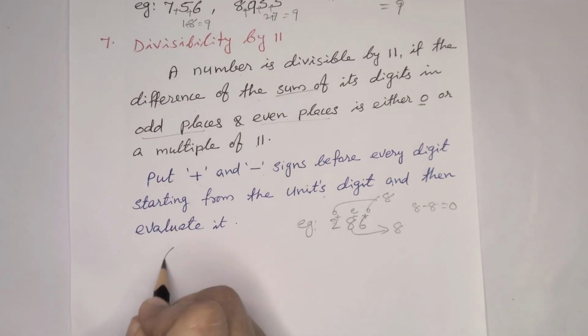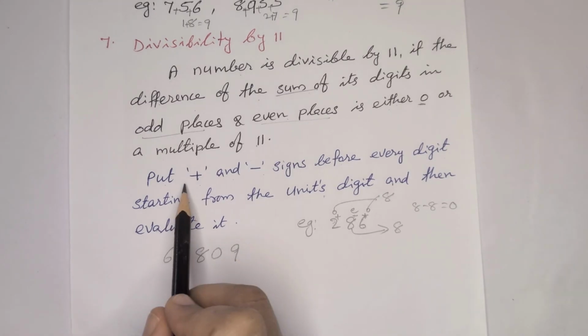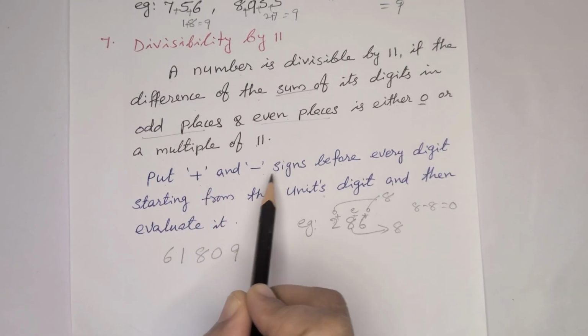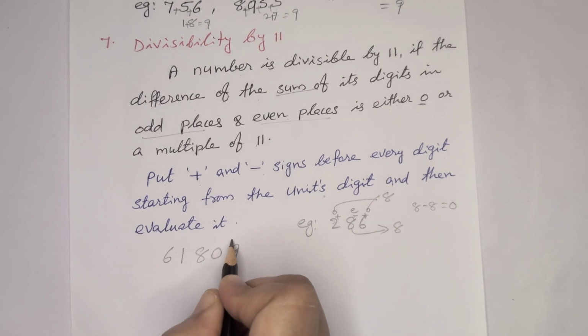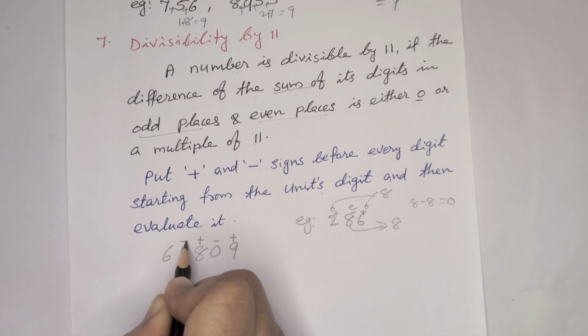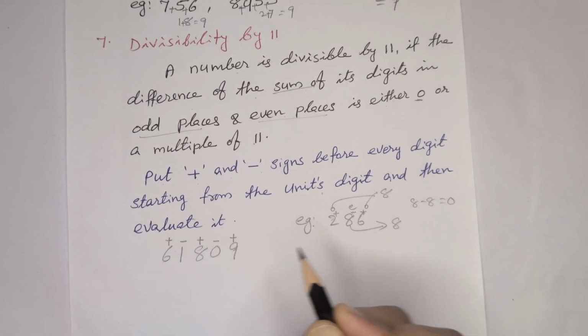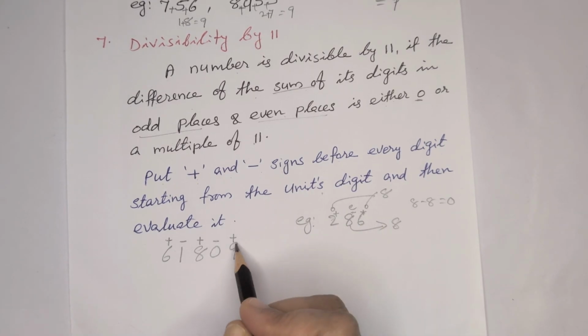Another example here, we can take 61,809. According to this, put plus and minus signs before every digit. So here this is plus, minus, plus, minus, plus. Or, as in the previous method, odd place digits and even place digits. Odd place digits we are taking as positive.